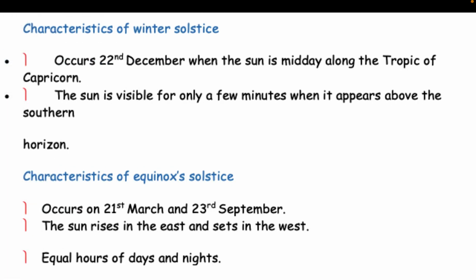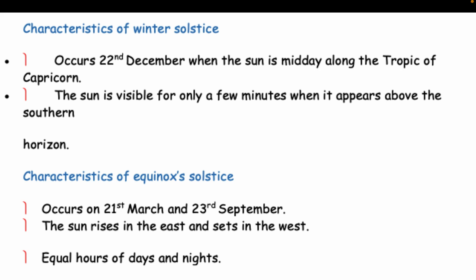Characteristics of winter solstice. Occurs on the 22nd of December when the sun is overhead at midday along the Tropic of Capricorn. The sun is visible for only a few minutes when it appears above the southern horizon. Characteristics of equinoxes. Occurs on the 21st of March and the 23rd of September.